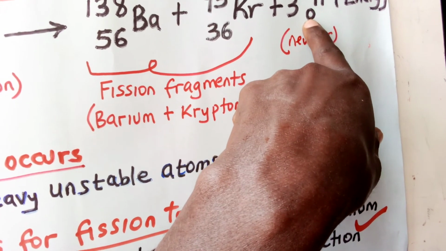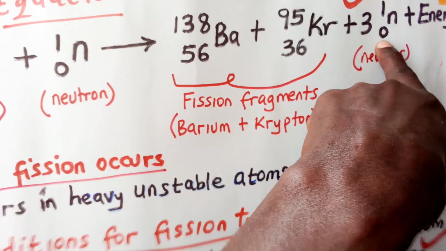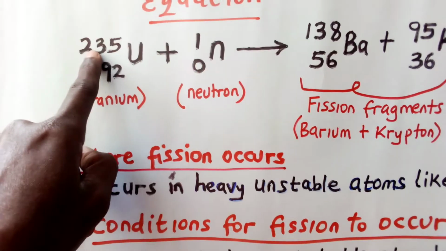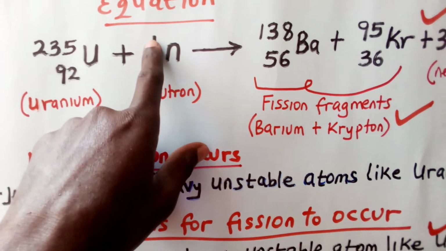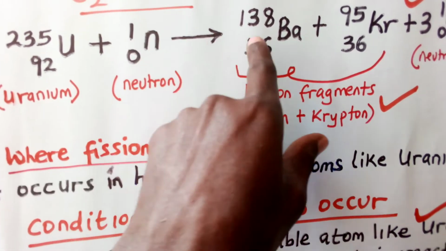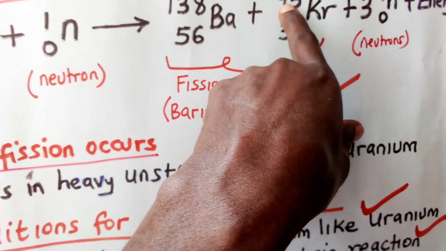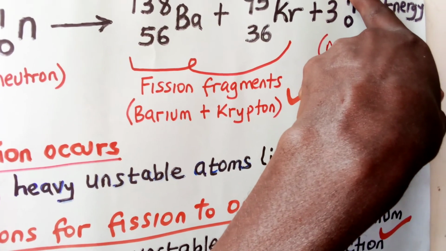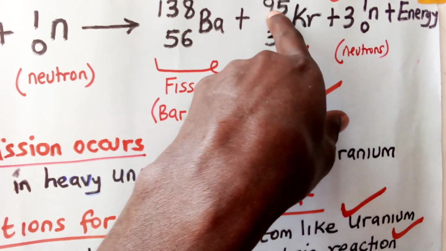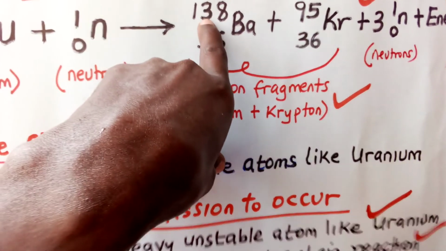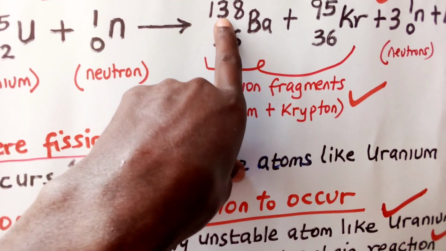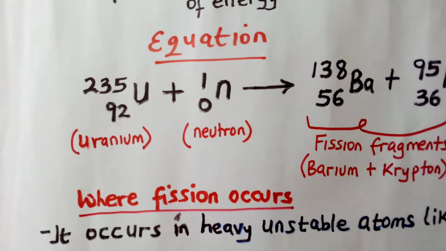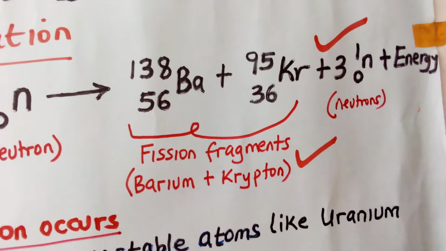So 56 plus 36 is 92, plus 0, you get 92. Let's also try to balance the upper part. 235 plus 1, you get 236. So when you add this plus 95, these 3 must multiply 1. So 3 times 1 is 3, plus 95 is 98. Then when you add the 98 to 138, you still end up with what? 236. So our equation is what? Balanced. So this is an equation which represents nuclear fission.